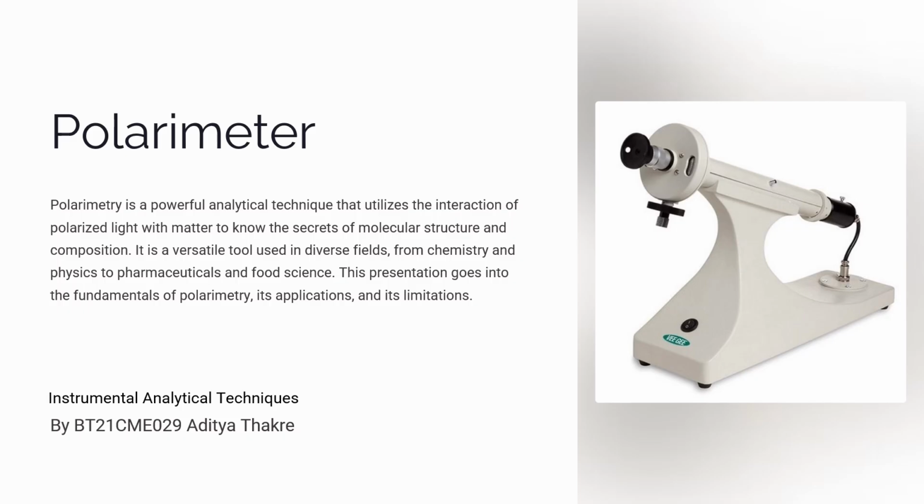Polarimeter is an equipment which is used to determine the concentration of an optically active substance. It is a versatile tool which is used in various fields from chemistry and physics to pharmaceutical and food science. The presentation will cover the fundamentals of polarimetry, then we will look at the working principle and then the types of polarimeter, and then we will also cover the applications and then advantages and disadvantages of a polarimeter.